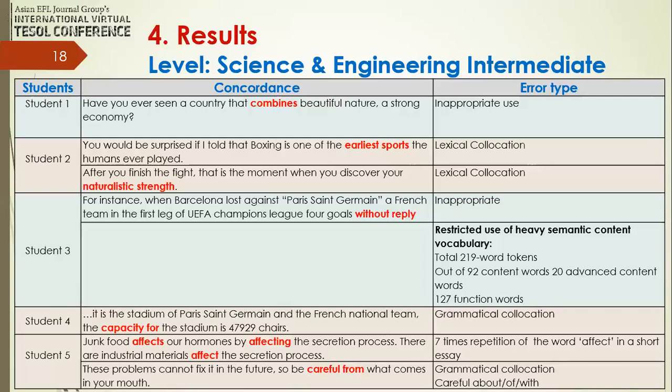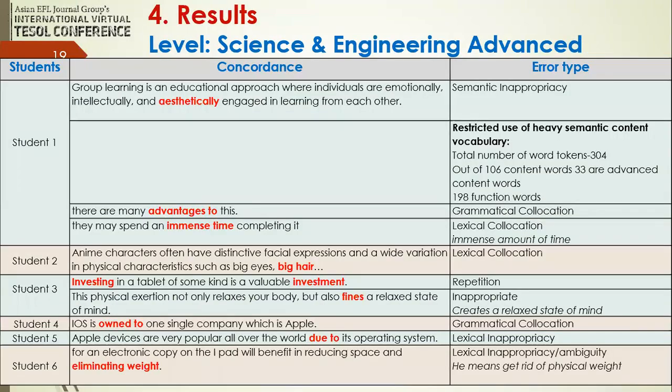If we go as well to the level of science and engineering advanced, you will observe that the same error types are repeated here. Semantic inappropriacy, grammatical collocation, lexical collocation, repetition, inappropriate, semantic inappropriacy, grammatical collocation as well, lexical inappropriacy again, ambiguity. Okay, so if we go to the example, we say, look at student 1.